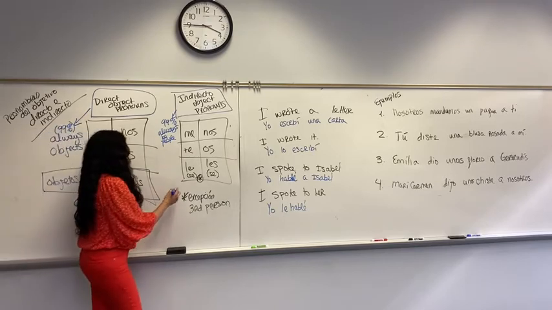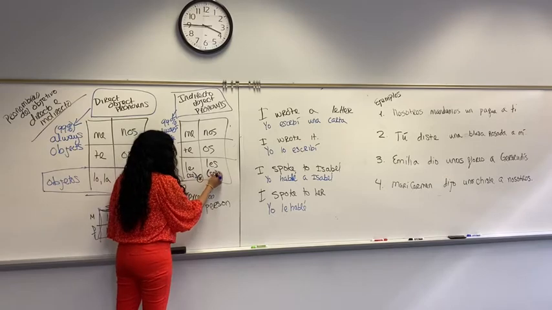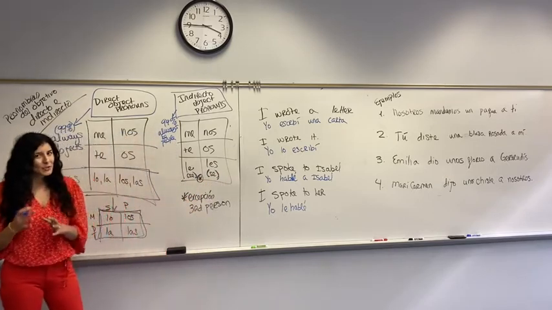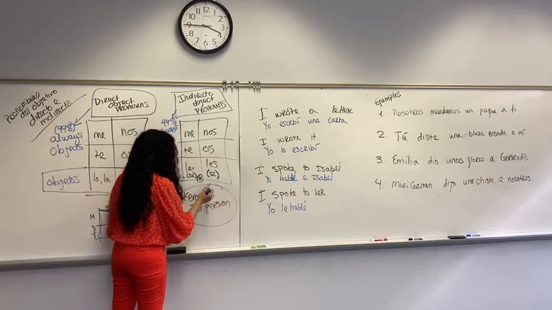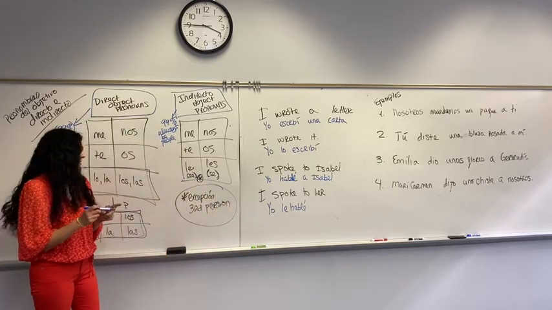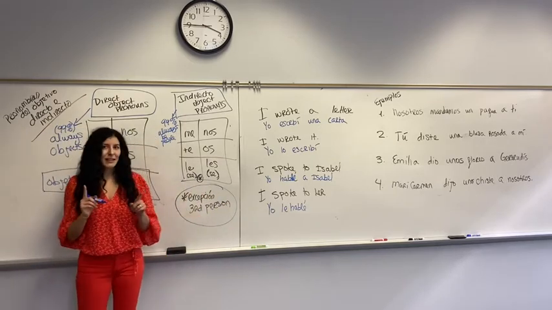You'll see here there's this little se. That's because there's a small exception in these rules when it comes to third persons being together, two third persons appearing together.